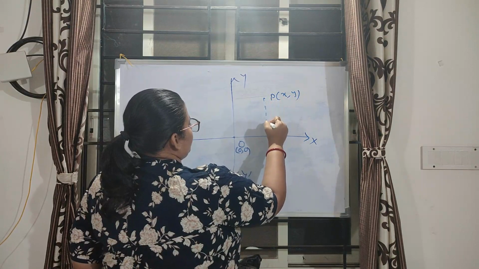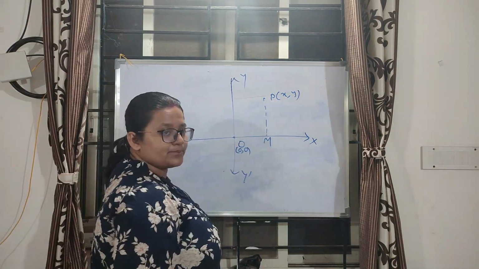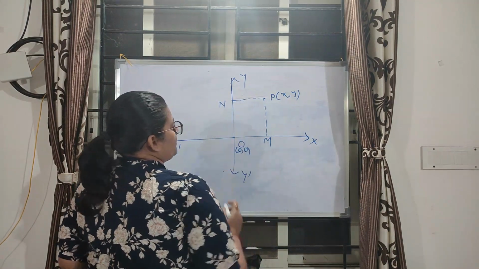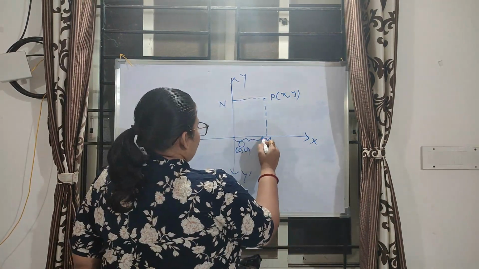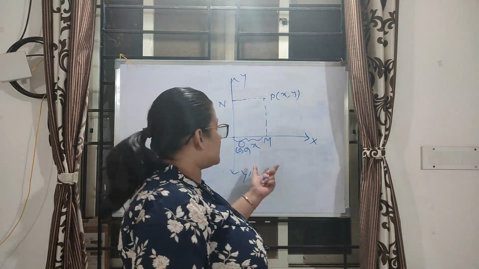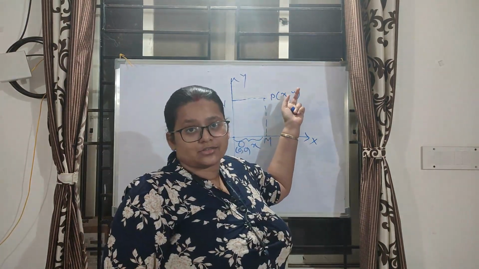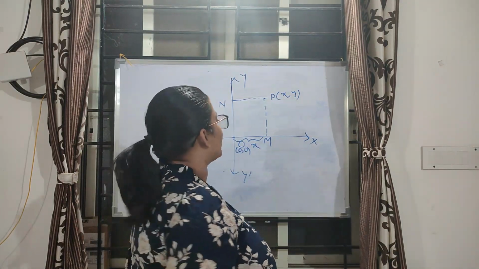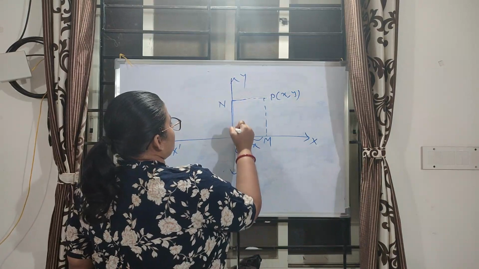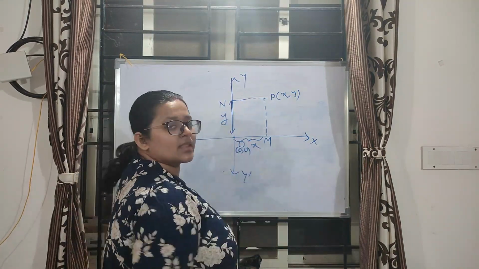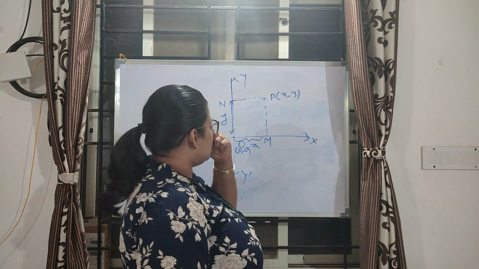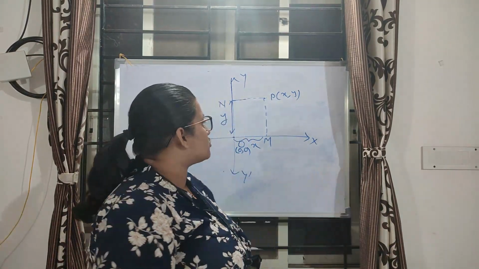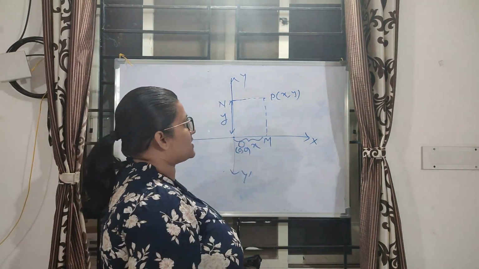I am drawing a perpendicular from here, that is PM. And a perpendicular from here, that is PN. This OM is x. This distance is x, as this point is (x, y). The first value represents the x value, meaning the x coordinate value. And this one is y. This is forming one rectangle. If x and y are equal, then it will form a square. So here this is the representation.